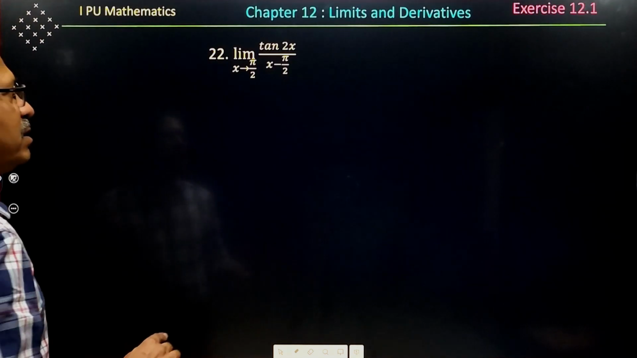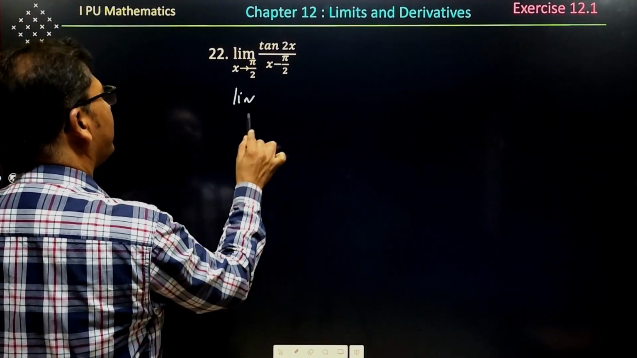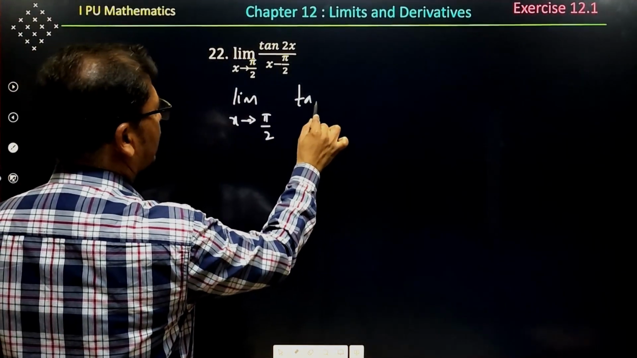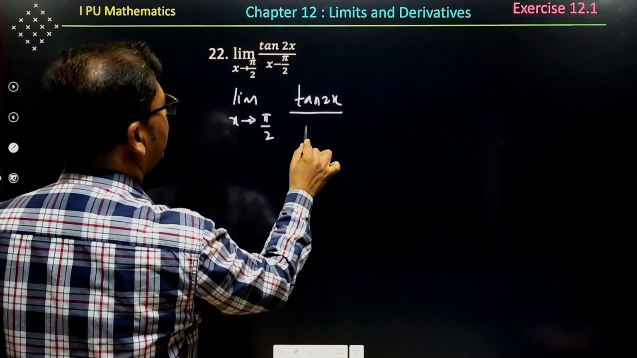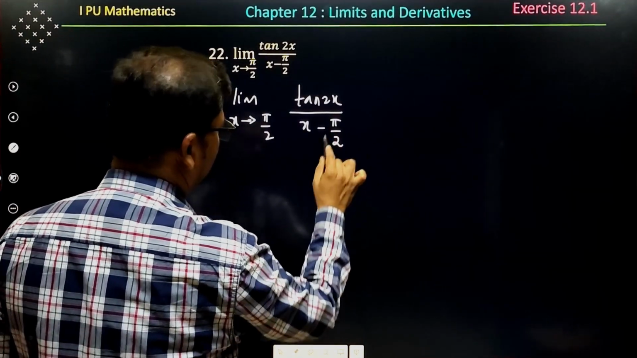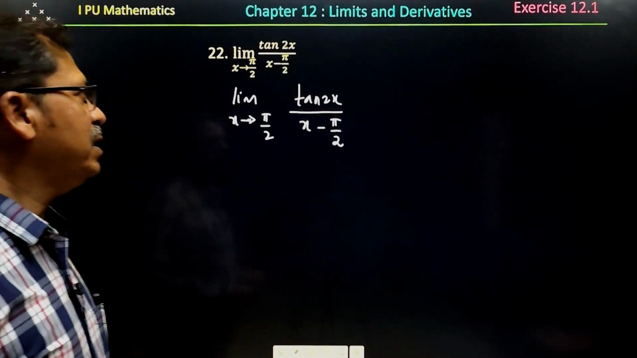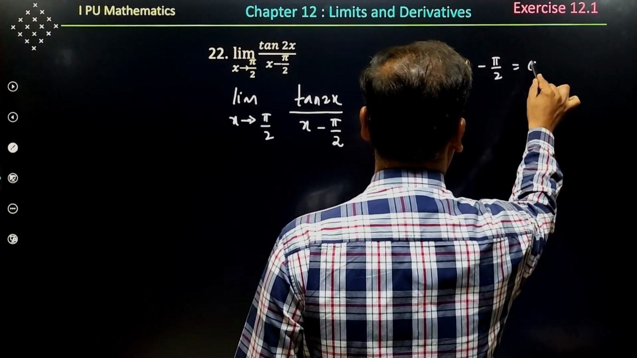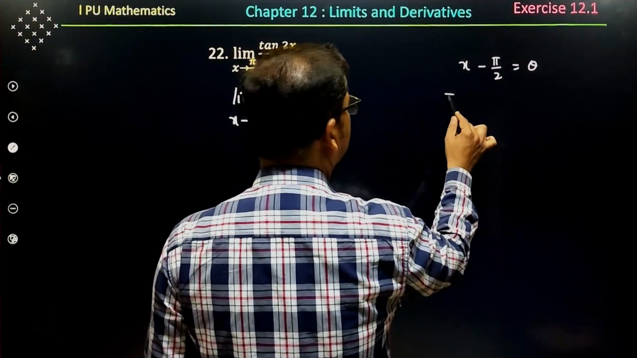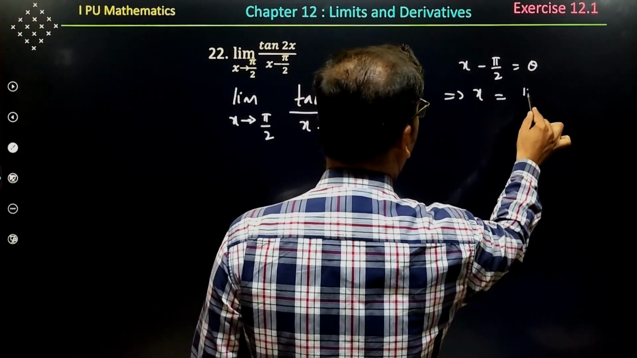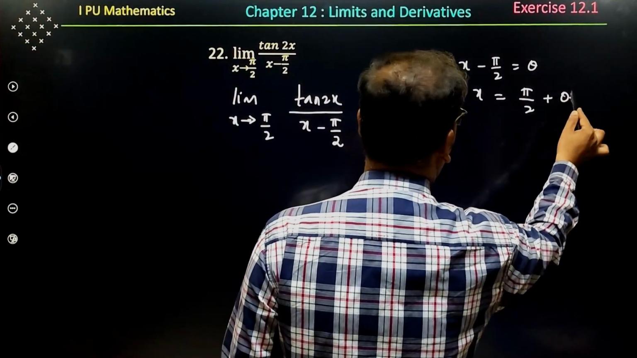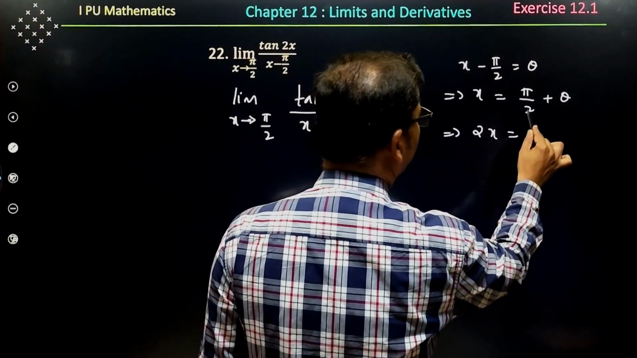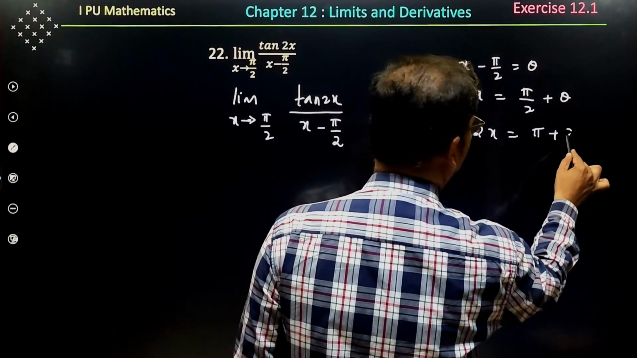See students, the next example. Limit x tends to pi by 2, tan 2x divided by x minus pi by 2 is there. You need to make the substitution x minus pi by 2 equal to theta. As a result, x is equal to pi by 2 plus theta. In the numerator is 2x, so 2x is equal to 2 into pi by 2, which is pi, plus 2 theta.